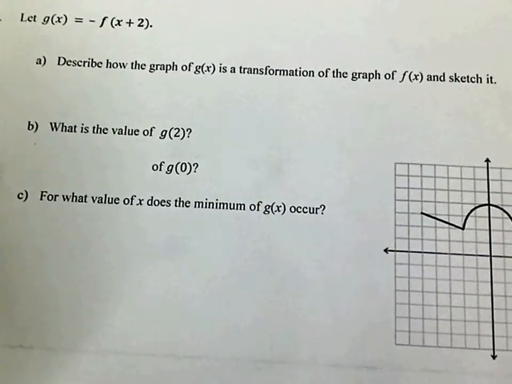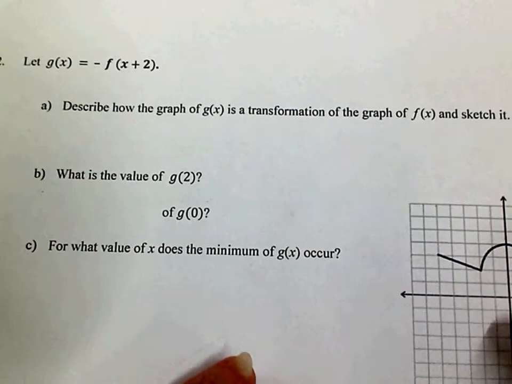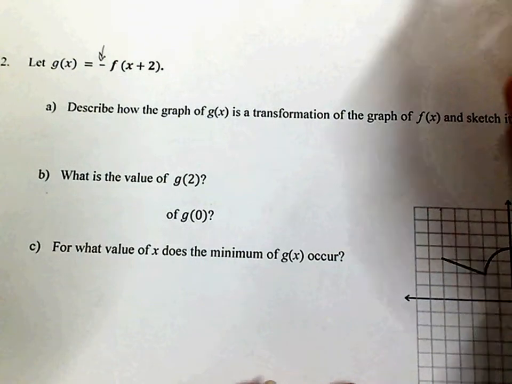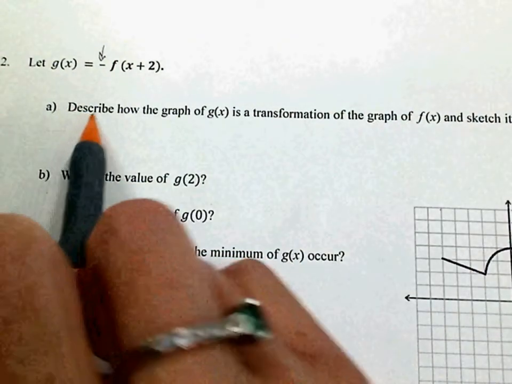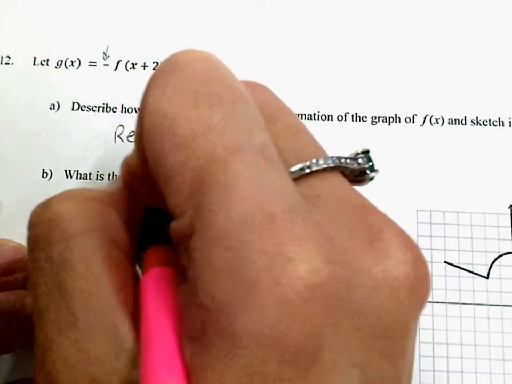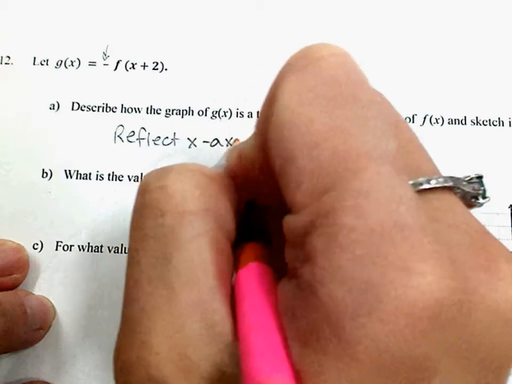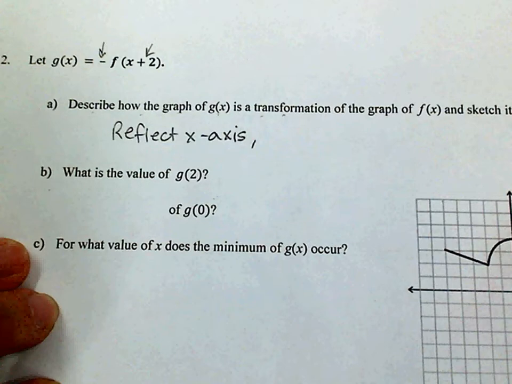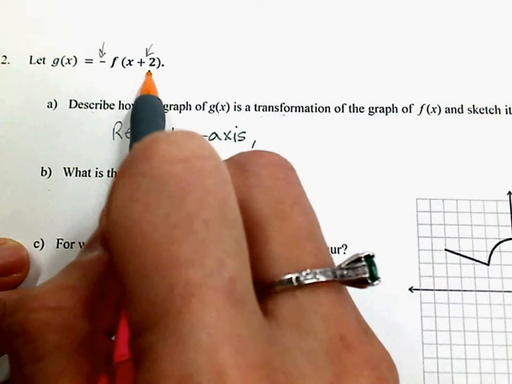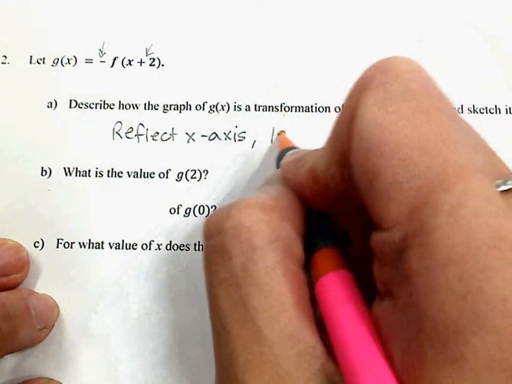All right. Take a look at number 12. Okay? Look at your problem that you had before. What is that negative? What are you doing right there? You're going to flip. So number 1 says, describe how the graph of a transformation is going to be. You're going to reflect what axis? X-axis. Okay? Now, what is this one doing? The +2. Inside the parentheses. Which way is that going to move? Left. It's going to move left 2.